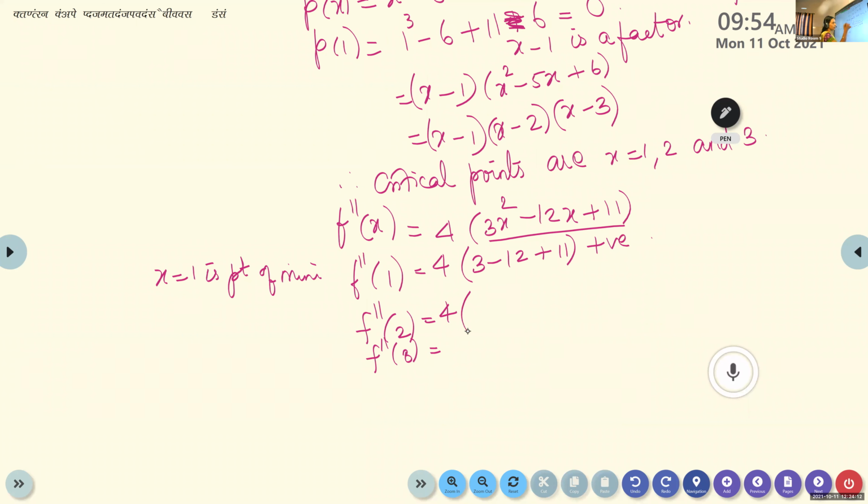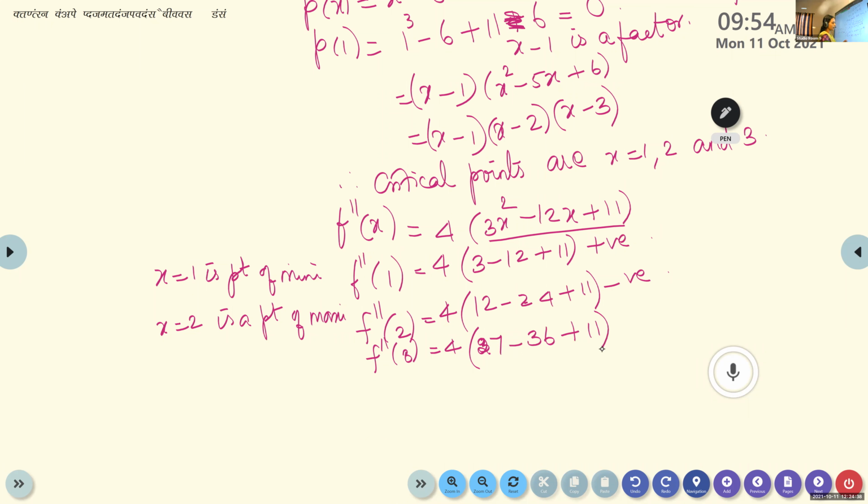We don't bother about the values and all. Then you put x is 2: 4 into 3, 12, minus 24 plus 11. It is 23 minus 24, which means it is negative. So x is equal to 2 is a point of maxima. Then you take the next value, 3: 4 into 3 into 3 square. So 9 3s are 27, minus 36 plus 11, which is again positive. Then x is equal to 3 is a point of minima.